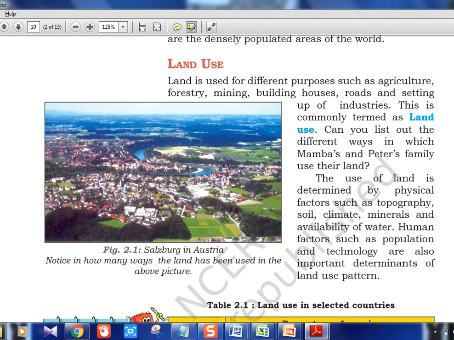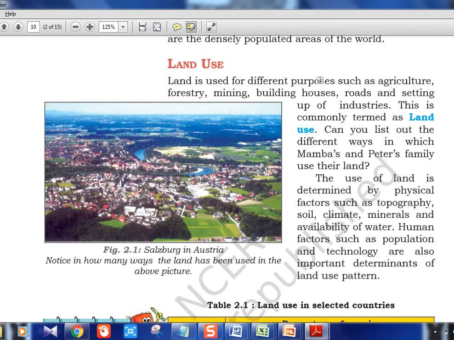So this is again a beautiful picture of Austria in Europe. If you can see, they are just showing the land use, how land is used in multiple ways. Houses are built, or farms are there. Green pasture land is there, or there are forest areas. So they are just using the land according to their needs. So that is the land use concept.